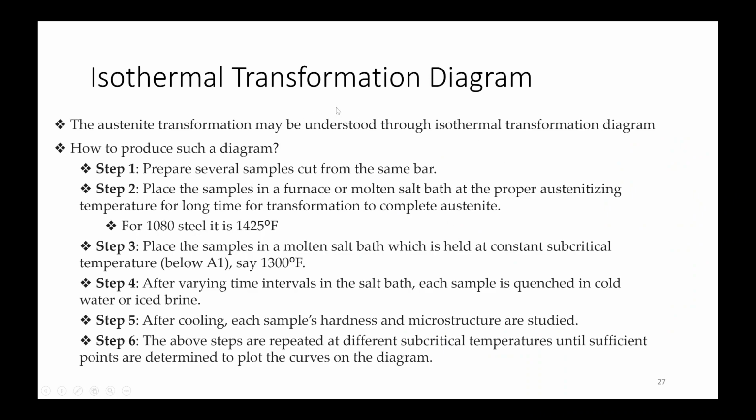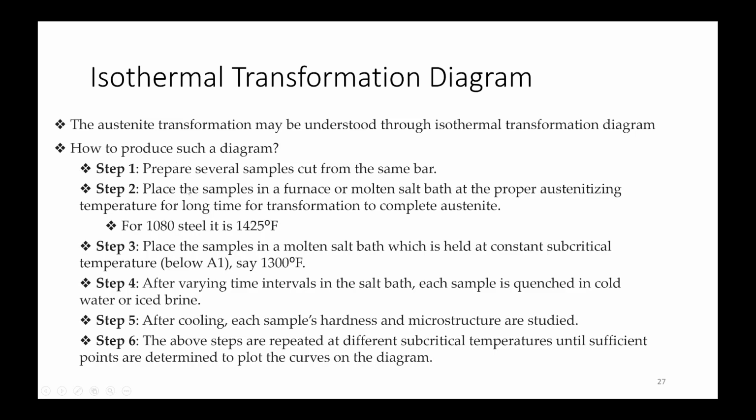In the case of the isothermal transformation diagram, this is how you can form these diagrams. The austenite transformation may be understood through the isothermal transformation diagram. And how to produce such a diagram? In step 1, you have to prepare several samples which are cut from the same bar. They should have the same composition.